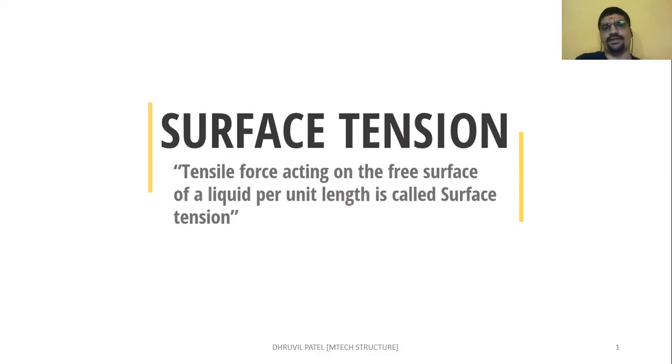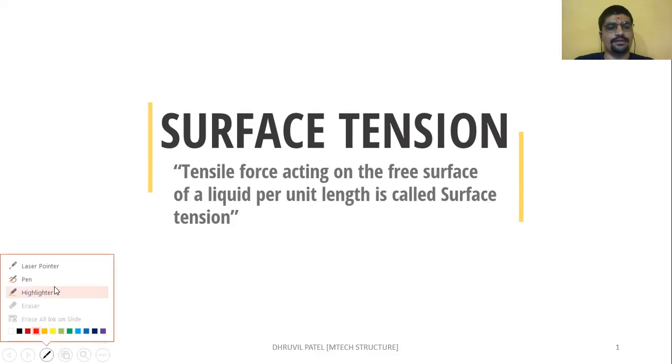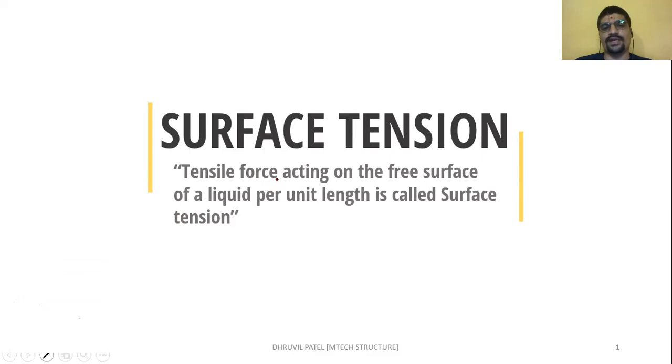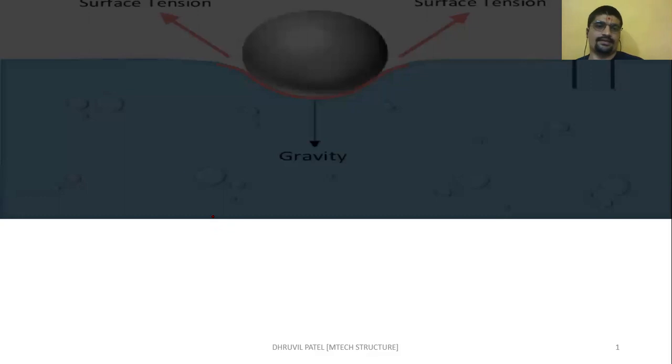Surface tension. Quickly, we remind the definition. Surface tension means what? Surface tension means the tensile force acting on the free surface of a liquid per unit length is called surface tension. What? Surface and tensile force. Tension means tensile force acting on the free surface of a liquid per unit length is called surface tension.